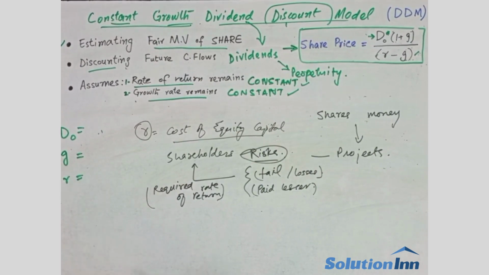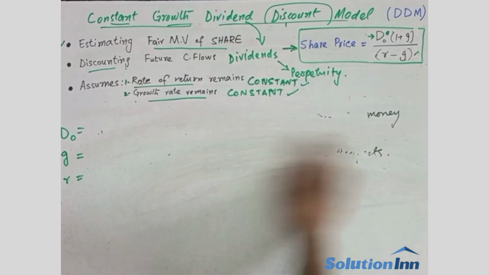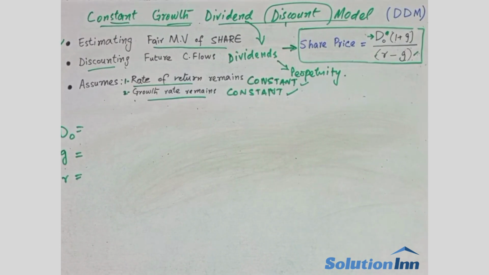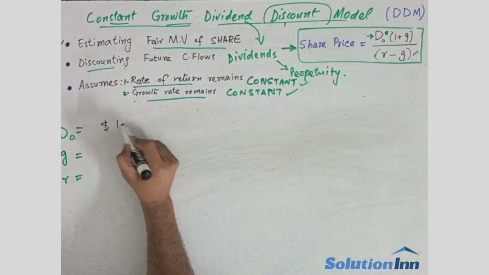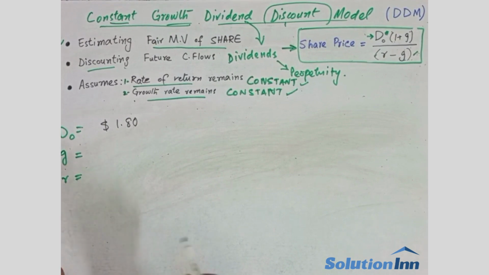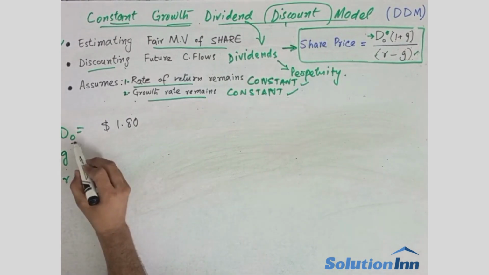So let's work on a thorough example to calculate how the dividend discount model can help us to estimate a stock's price. So, for example, let's say a company has recently paid a dividend of $1.8. So this is something that company has recently paid. That is why we are saying this is D naught.